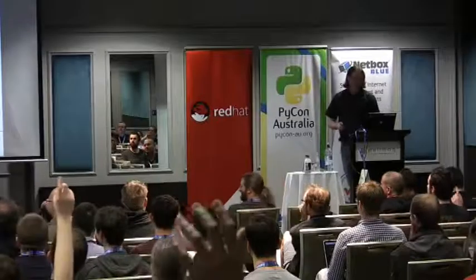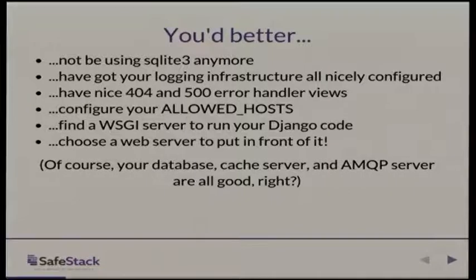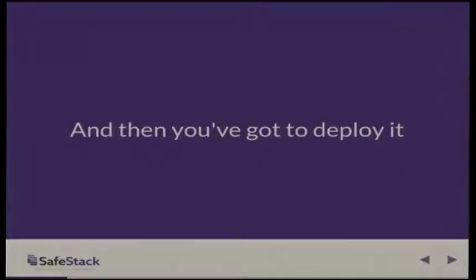Yep. It gets everybody. You better have gotten a WSGI server to run your Django code because you can't use the dev server anymore. Oh, and you actually still need a regular web server to put in front of it in the first place. And of course, hopefully you've got your database, cache server and AMQP server all good and all of your infrastructure all set up all nicely because all of that's trivial, right? And then you've actually got to deploy it. You've actually got to get it to where it's going. All of that was just what happens when debug turns off.